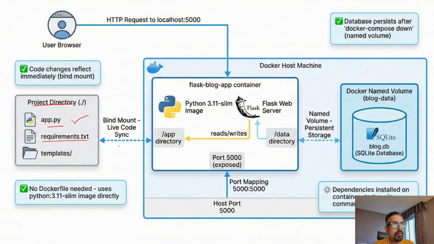Then once we run Docker Compose, it is going to spin up a container. This is our container, that is the Flask blog app container. The next thing it will spin up is a Docker named volume, where we are going to store our blog data. So this is how it is going to get implemented when we run it. When you have to access this Flask application, you use localhost:5000, and you would be able to enter into your Flask web application, where you can write a blog and then check if the blog is live or not.